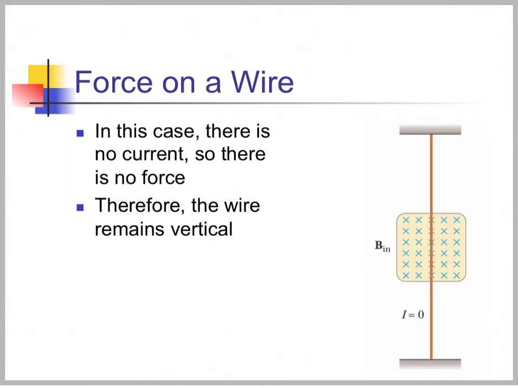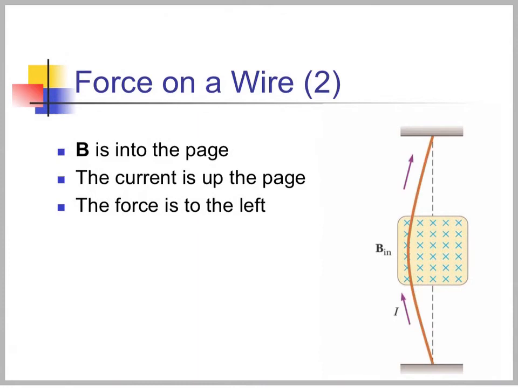So in this case, I have a magnetic field in this region here, and I have a wire with no current in it, so there's no force on it, it's just going to hang straight up and down. Now, as I create a current going up, and B is into the page, so the velocity is up. I use my right hand rule, my fingers point up, I curl them down so that the magnetic field is going in, and my thumb is pointed off to the left, which shows that there is a force to the left on this wire.